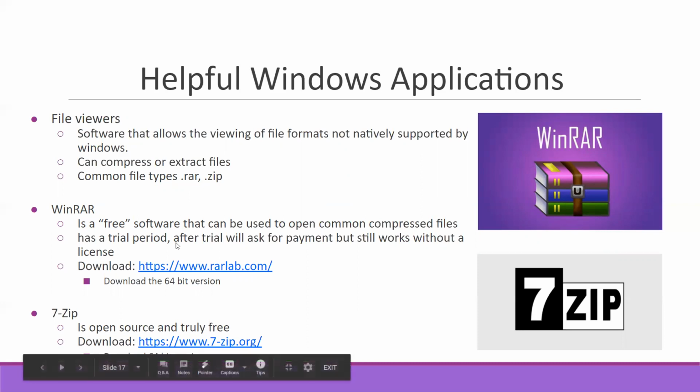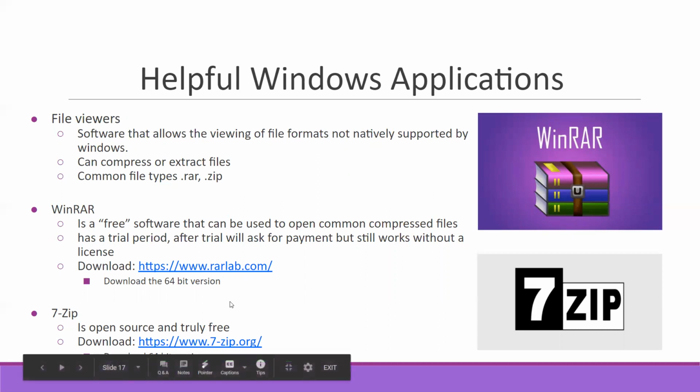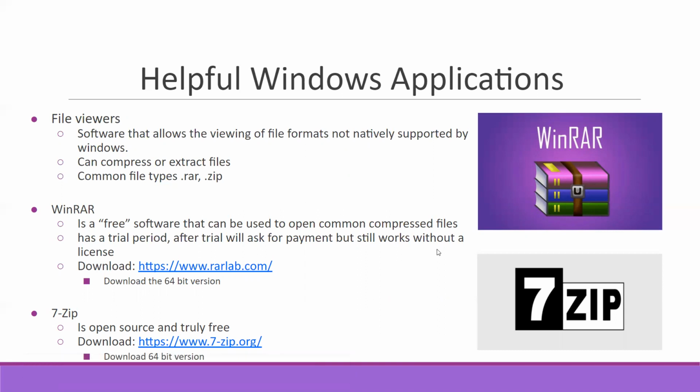So here's a link you can use to download WinRAR, and it's recommended that you use the 64-bit version, which is the current one. Then we have 7-Zip. It's open source and it's truly free. Here's the download link also. And then you need to download 64-bit again because these are the newest and the current versions.